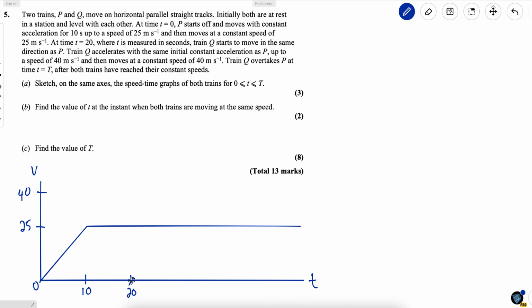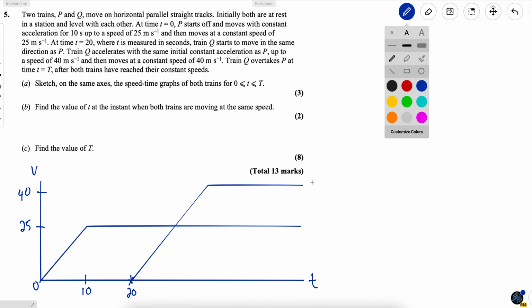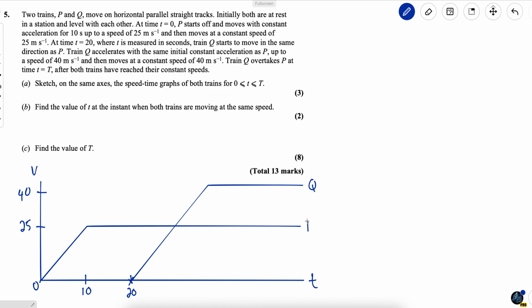I need to make sure I get the gradient of this line the same as the gradient for the other diagonal line, because that represents the same acceleration for both of these trains. So this acceleration is the same as this. And now I'm just going to mark this Q and this P. And that's part A already done.